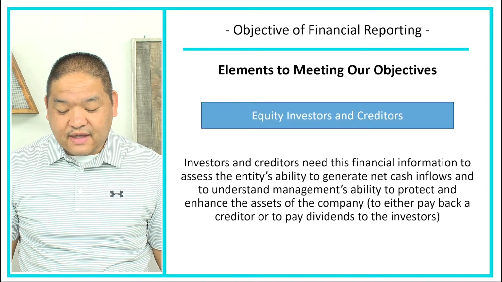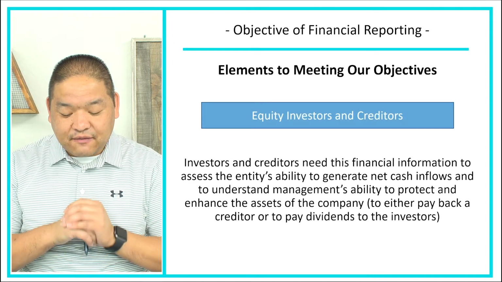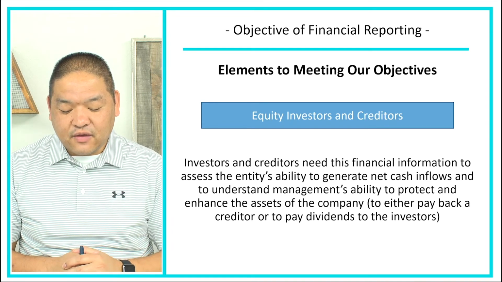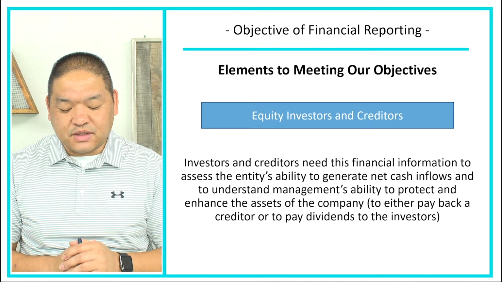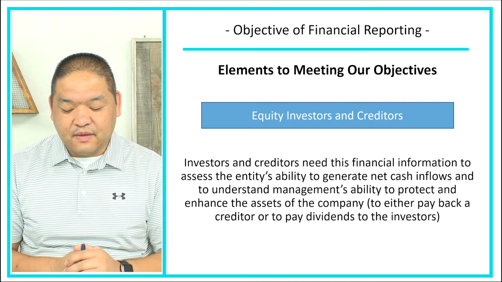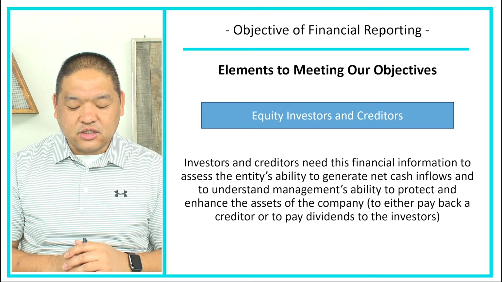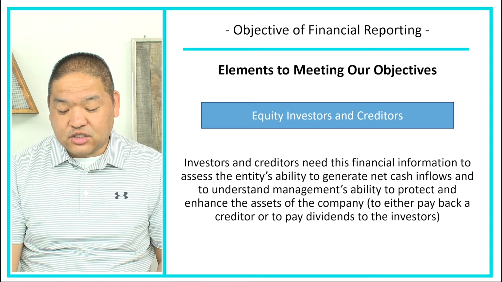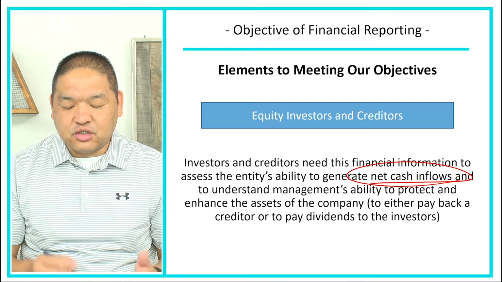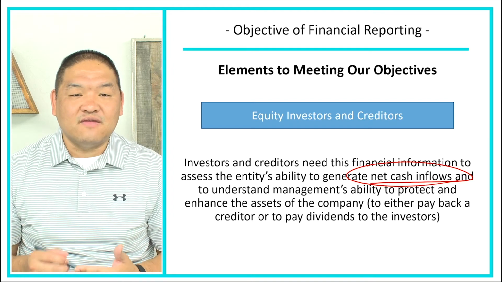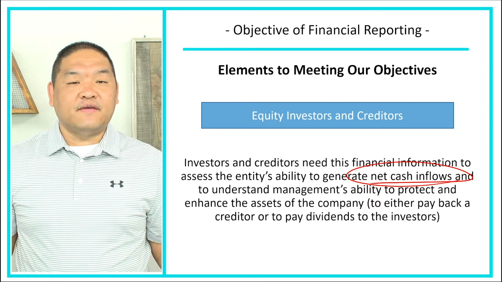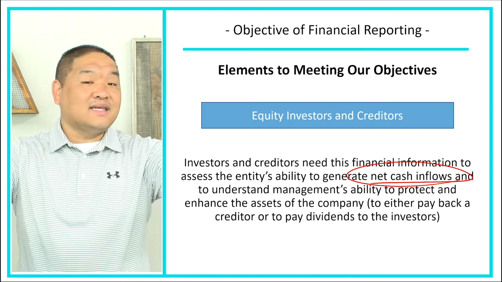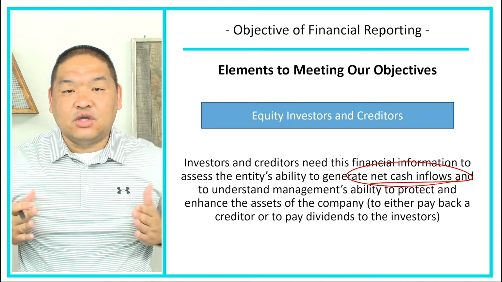When it comes to equity investors and creditors, they need this information to assess the company's ability to generate net cash inflows and to understand management's ability to protect and enhance the assets of the company, to either pay back a creditor or to pay dividends to an investor. So we've got two things here. The first thing here is we want to make sure that the company's being able to generate net cash inflows, meaning that it makes no difference if we have a great company if they're losing money. By losing money, meaning that the money that's coming in is less than the money that's going out.